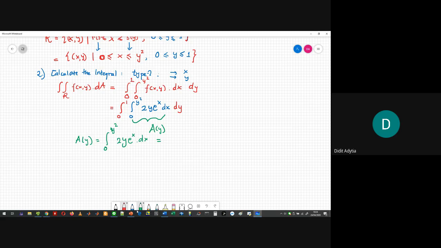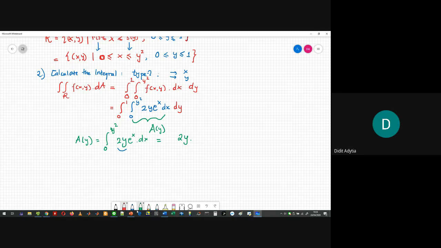Now, try this calculation. What is it like? Remember, when we are integrating with respect to x, other variable like this y, we consider as constant. Okay? We consider this as a constant. So what is the result? We write it again, so 2y, because it is constant.